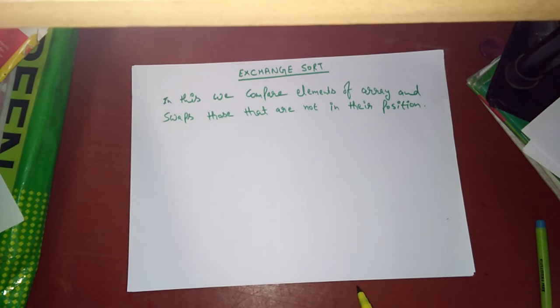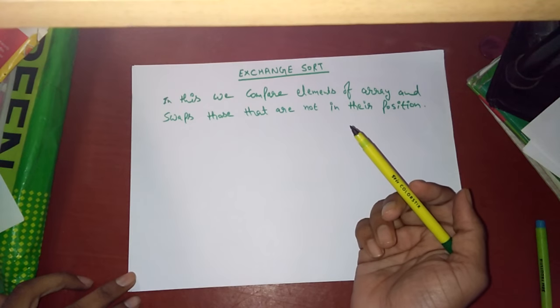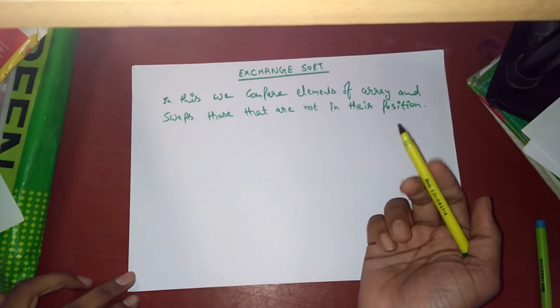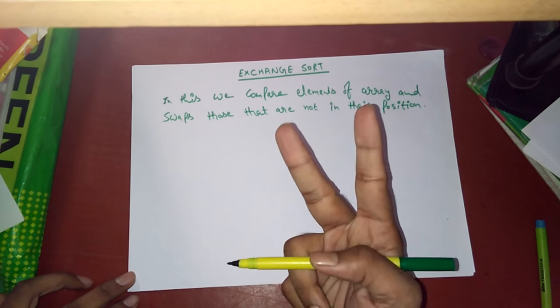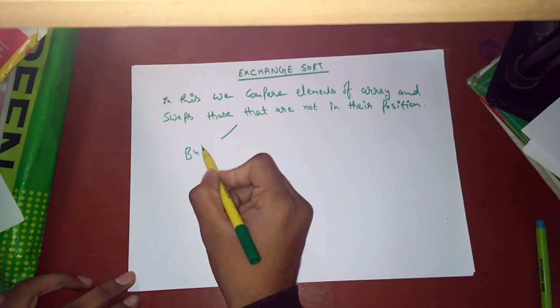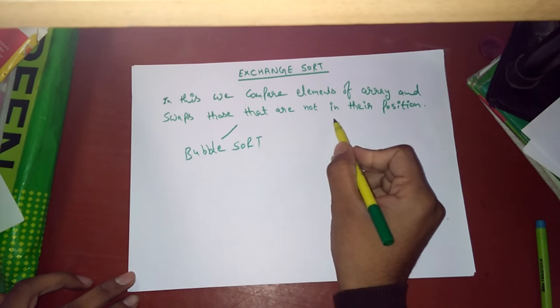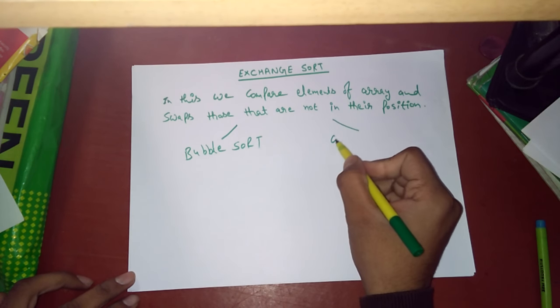Hey guys, today we will do exchange sort. In this, we compare elements of the array and swap those that are not in their position. It is basically of two types, that is bubble sort and the other one is quick sort.